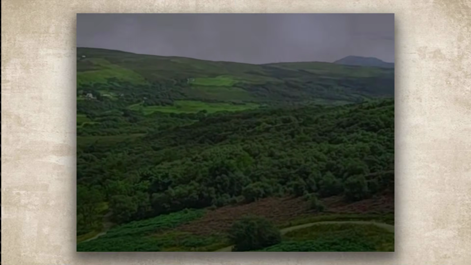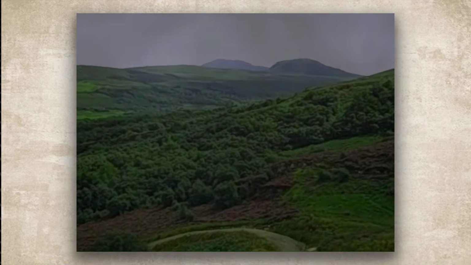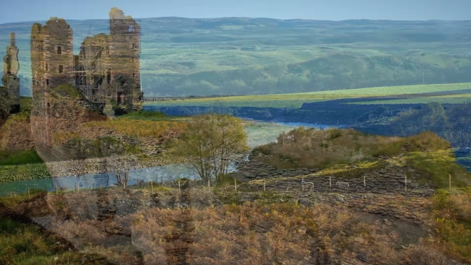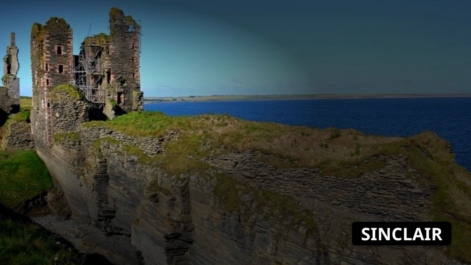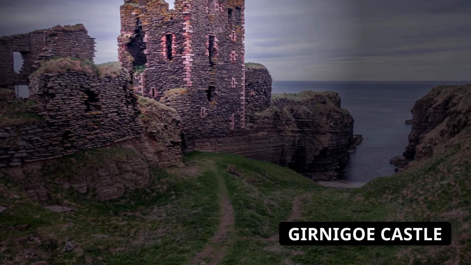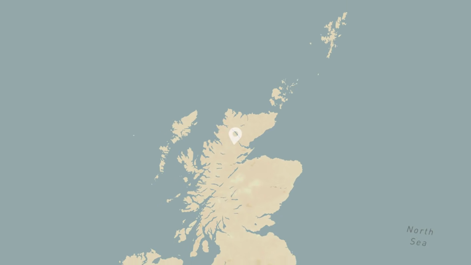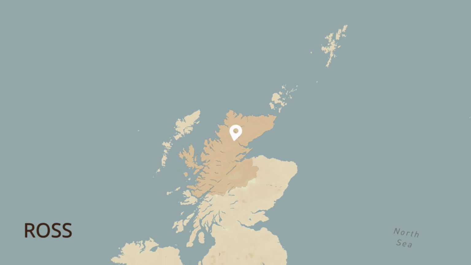Mackay, one of the great clans of the far north, centered in Sutherland. Their territory was called Strathnavar. Sinclair, Norman in ultimate origin but deeply rooted in Caithness. The Sinclairs held Girnigoe Castle on the Caithness coast. Ross, centered in Easter Ross, and the Black Isle, the peninsula between the Cromarty and Dornoch Firths.